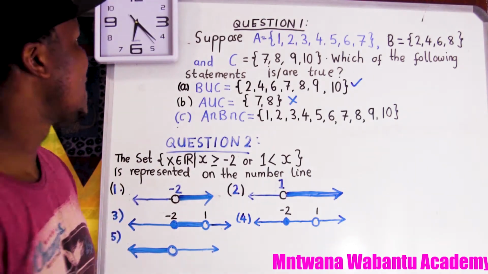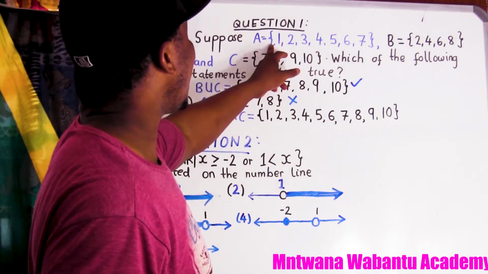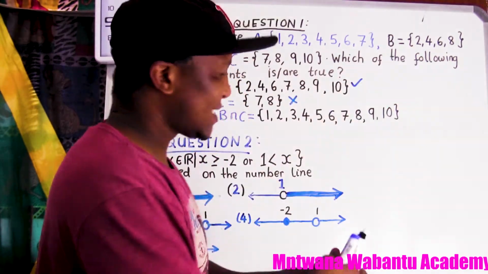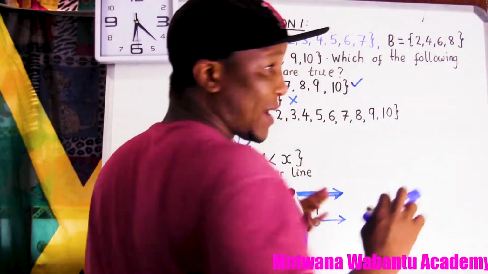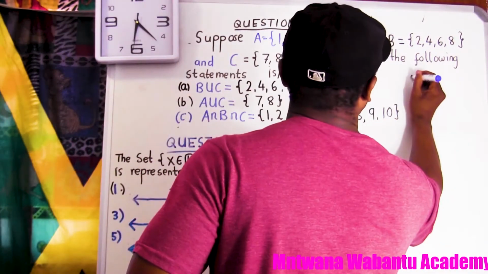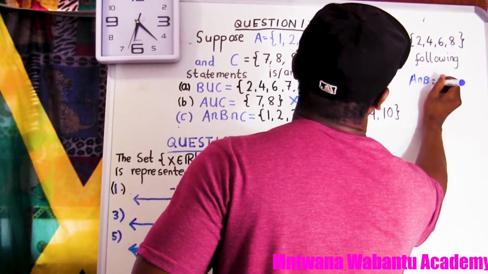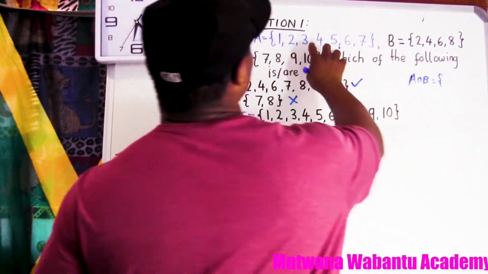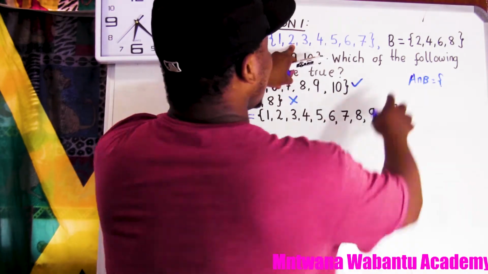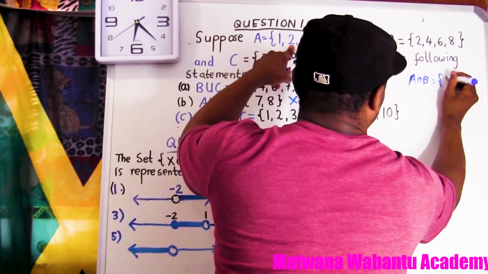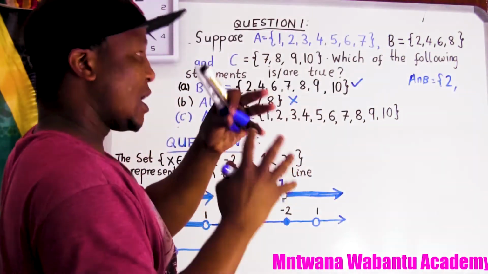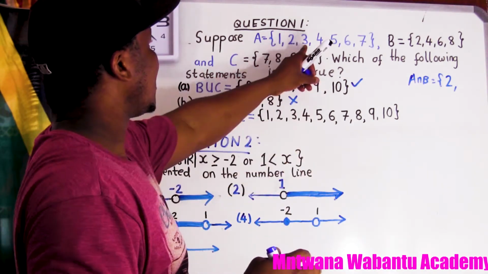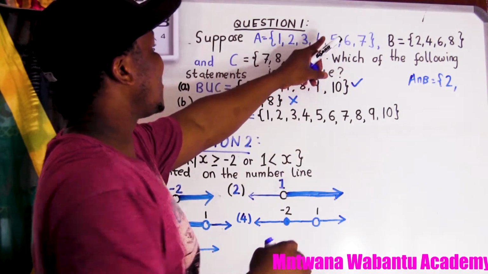For example, if you look at A and B, what is the intersect of A and B? That's not part of the question, right? But I'm trying to explain it to you. A intersect B. Now we pick all the ones which appear in both. 2, yes, 2 appears in both. So this is the intersect because they appear in both groups. Now with 4, 4 appears here and there.